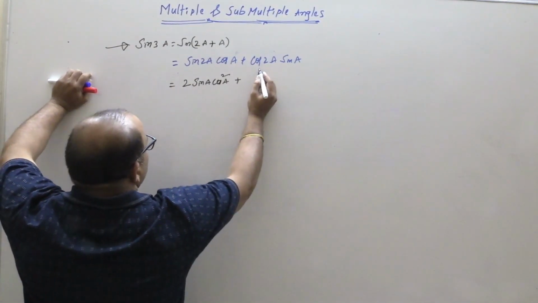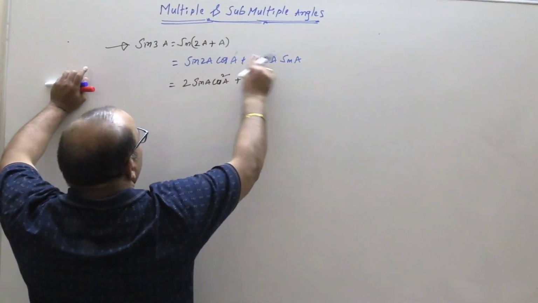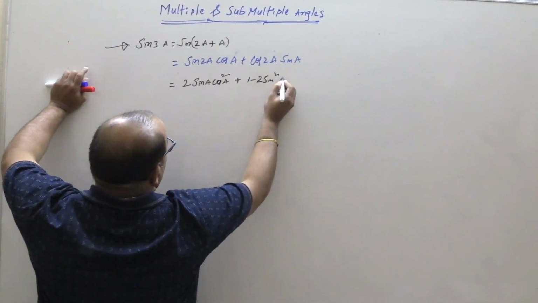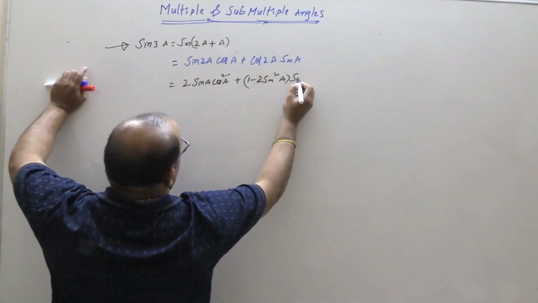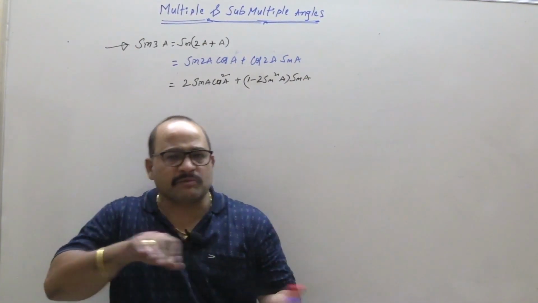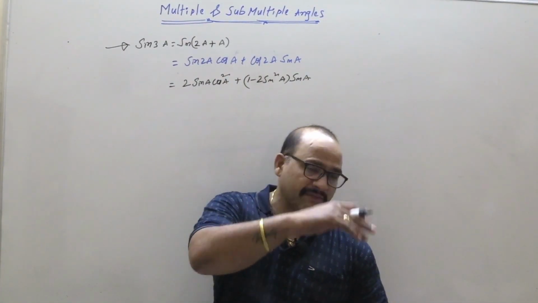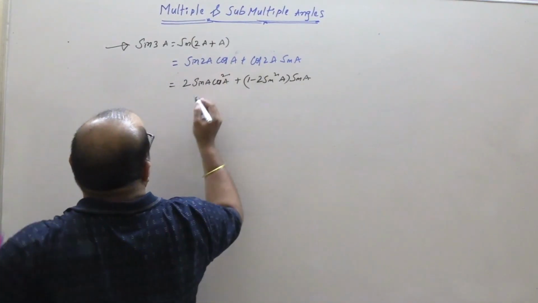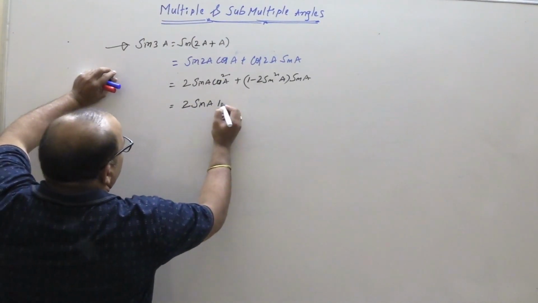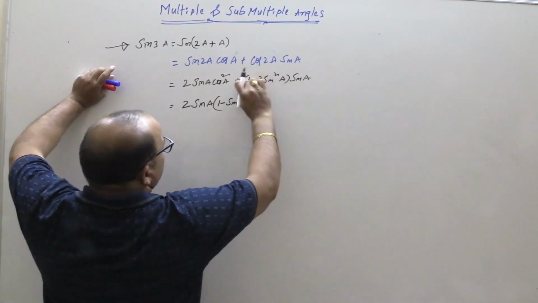Next, the cos 2A formula in terms of sin: cos 2A is 1 minus 2 sin square A, into sin A. So what I am saying, students, don't get confused. The sin 3A formula is in terms of sin, not cos, so I am going to change that function cos. This is the next 2 sin A. Cos square A can be written as 1 minus sin square A.